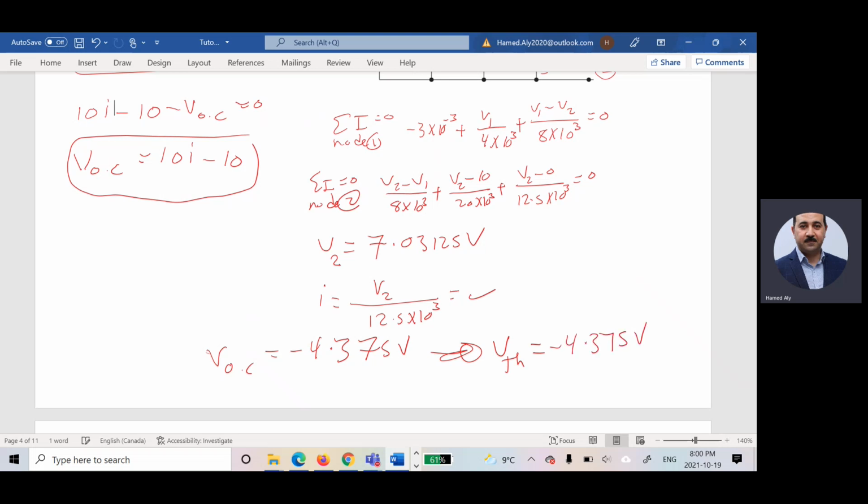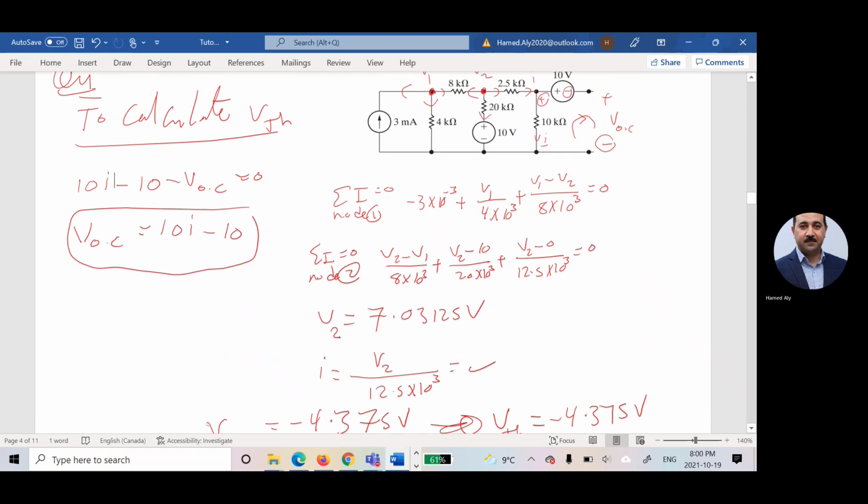Oh, I got V Thevenin with a negative sign. Probably it is not right. Is it right to be negative? We didn't get any negative before. Flip your sign, that's okay, acceptable. This is the wrong sign. You can flip your sign, positive to be negative. That's it. This is your V Thevenin.